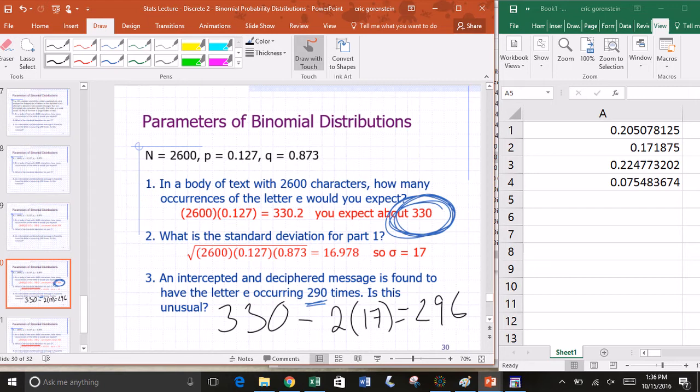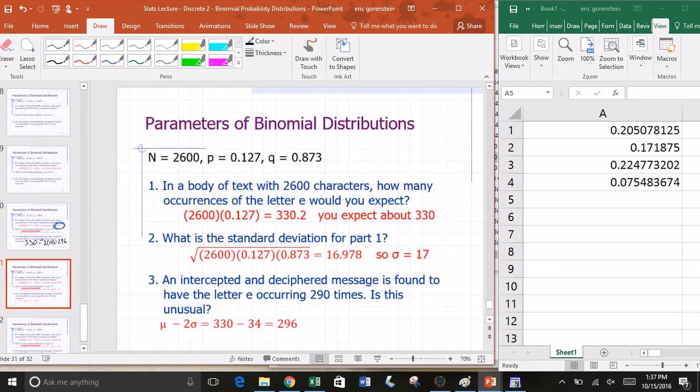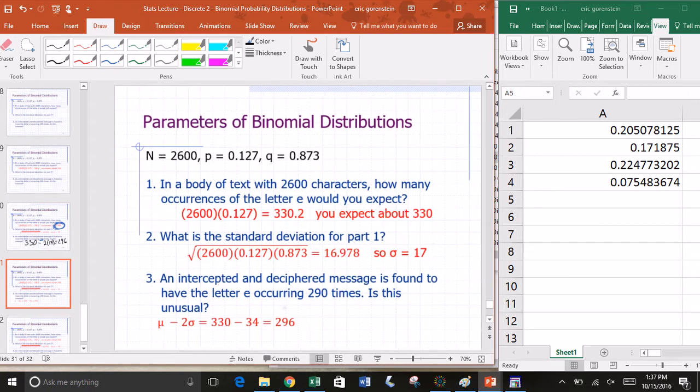So yes, 290 is even further away from the mean. If you converted the 290 to a z-score, you would get -2 point something, maybe close to -2.3. So yes, indeed, the 290 is unusual because it is below this lower bound for usual values.